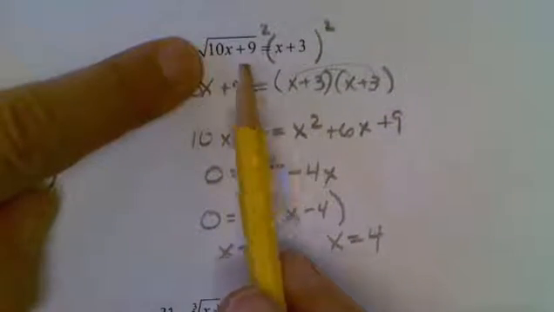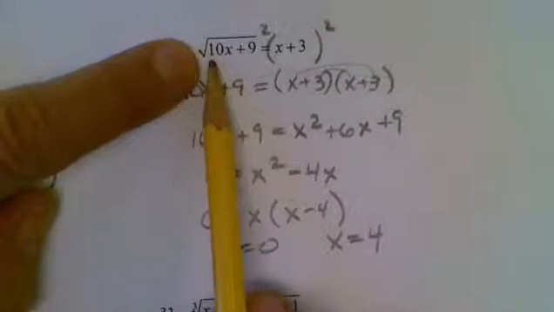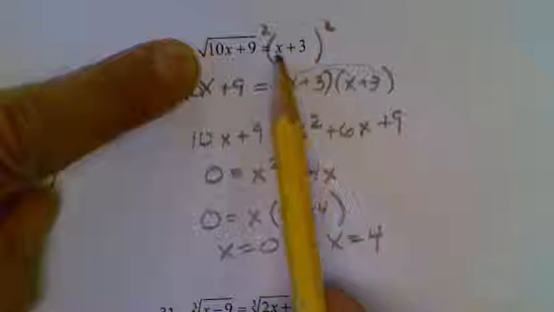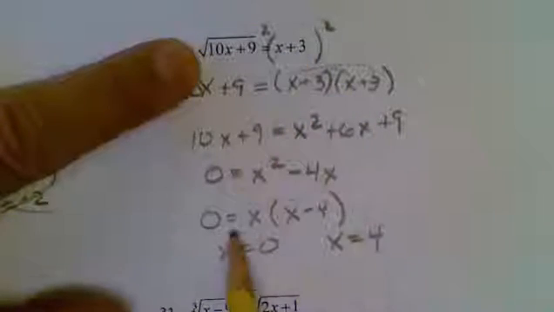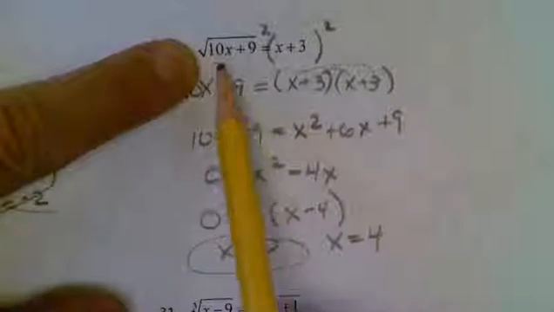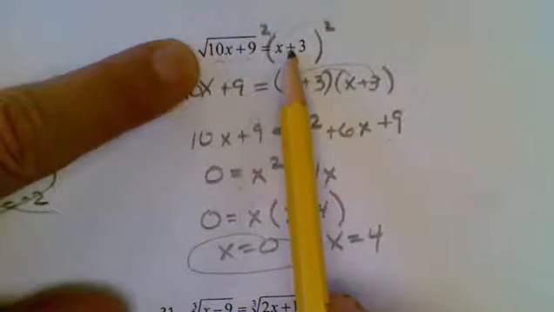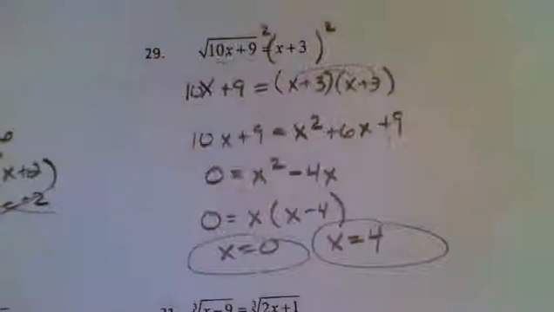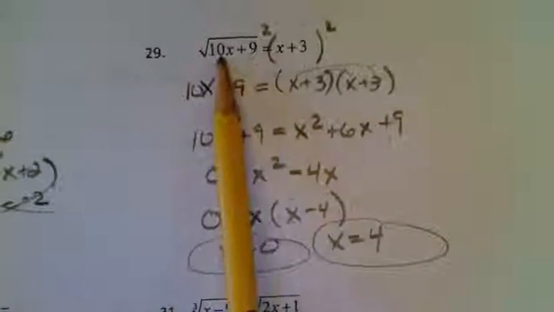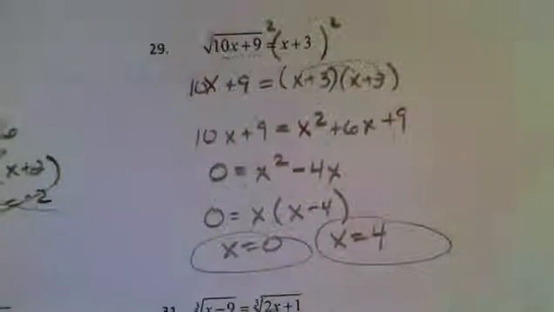Plug it back in up here to the original problem. So when I put in a 0, I get the square root of 9, which is 3, equals 0 plus 3. That's true. With the 4, I get the square root of 49, which is 7. That equals 4 plus 3. So in this case, both of those work when I plug them back into the original problem.